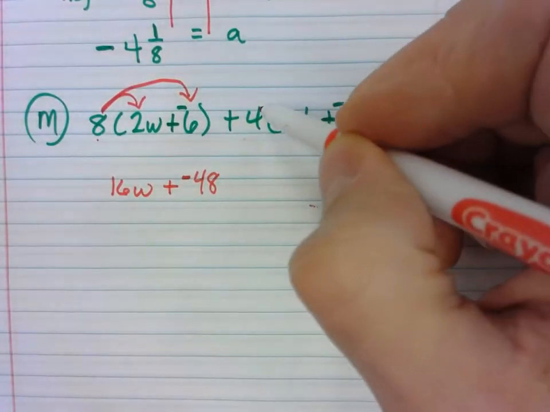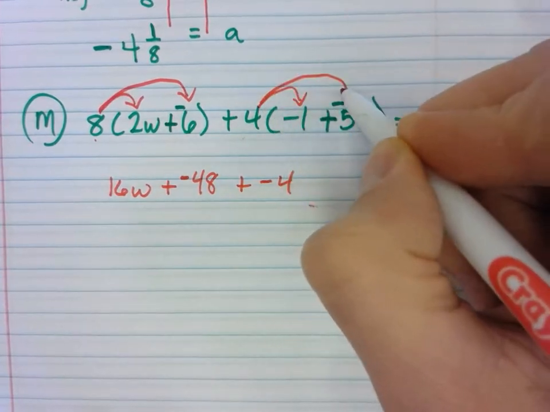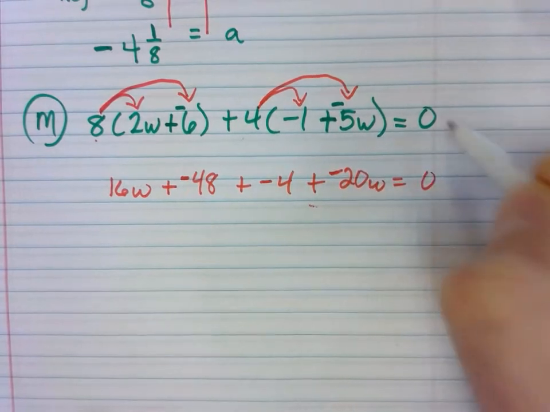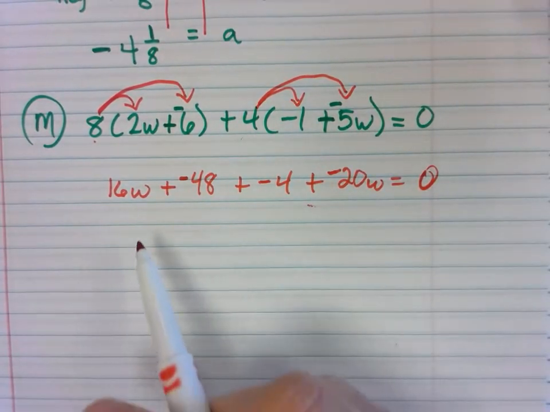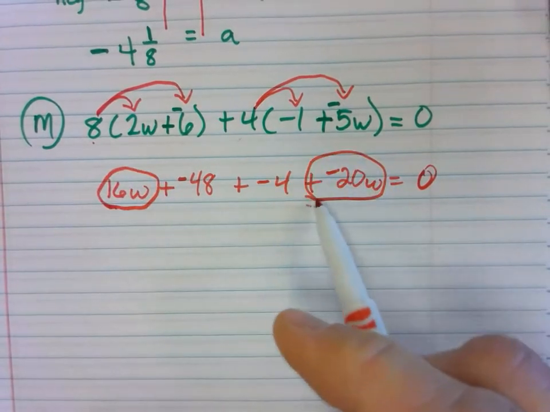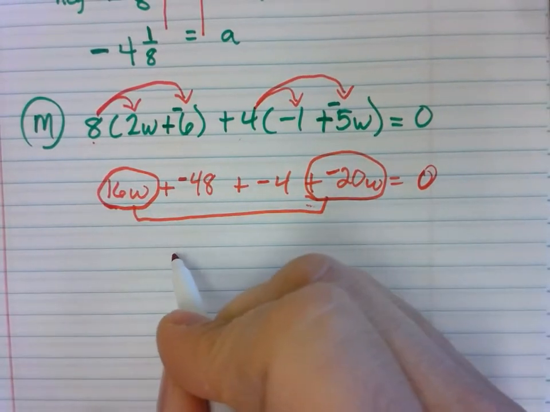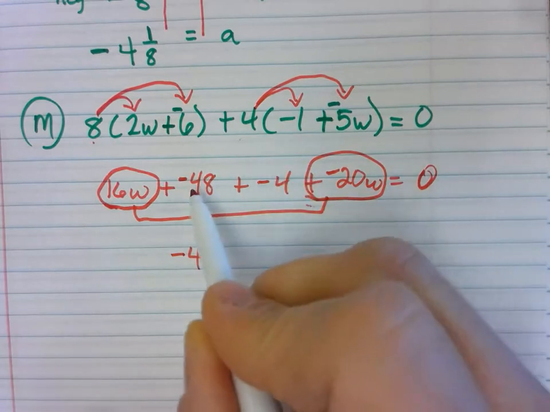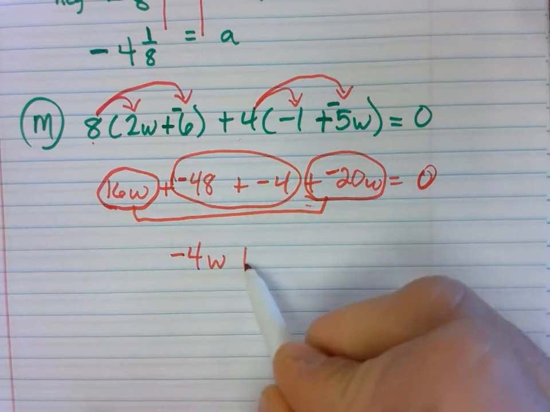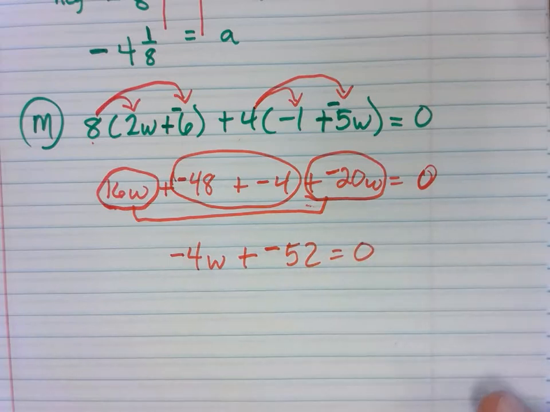4 times negative 1 would just be negative 4. 4 times negative 5w would be negative 20w. And again, we're just going to have it set equal to 0 right there. All right, let's put the w's together. I got 16w plus negative 20w. Those are my like terms. 16 plus negative 20 is negative 4w. Then my constants, negative 48 plus 4, they're the same sign, so you just add them together. That's negative 52 equals 0.